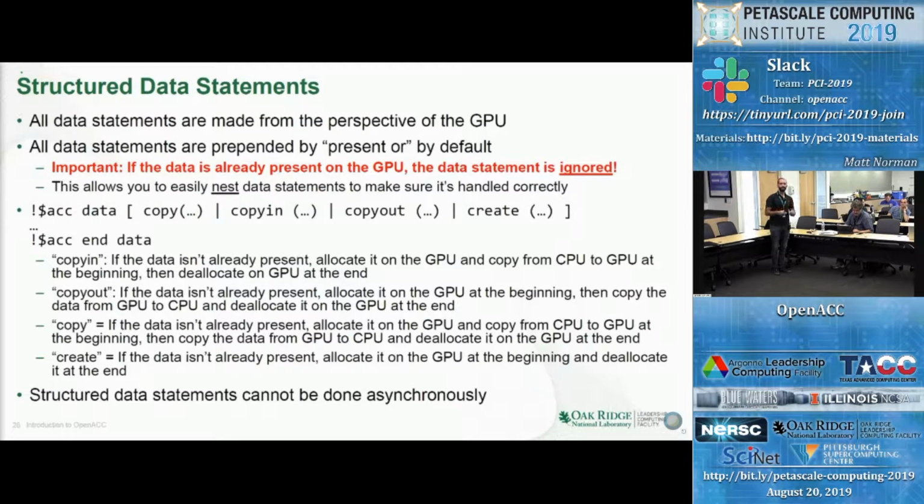The reason they do this is so that you can nest these data statements. If you have data statements on every single kernel in your code, you can put parent data statements outside of that which keep the data on the GPU the whole time, so it's not constantly being shuffled back and forth. It can be confusing at first, but in the end, this actually simplifies your life. But you do need to get familiar with the semantics of what these ACC statements mean.